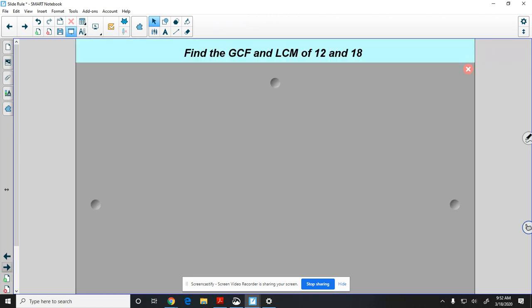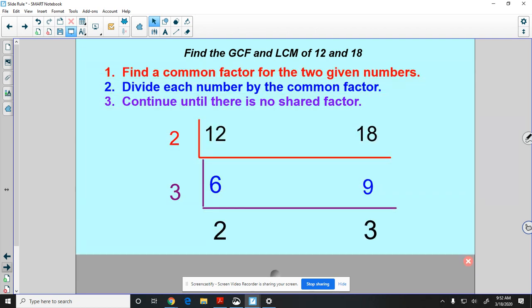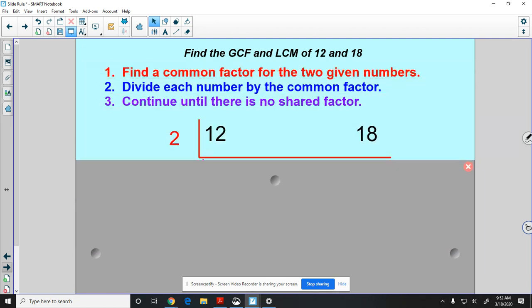We find the GCF and the LCM by using the slide. Our instructions say to find a common factor for the two given numbers. We're trying to find the GCF and LCM of 12 and 18. We set up the numbers 12 and 18 and draw this little slide under them. Using our divisibility rules, what number can come out of 12 and 18? They're both even, so we're going to pull 2 out.